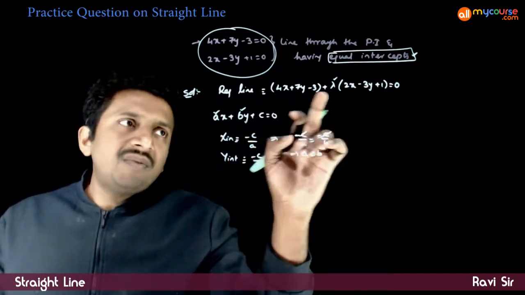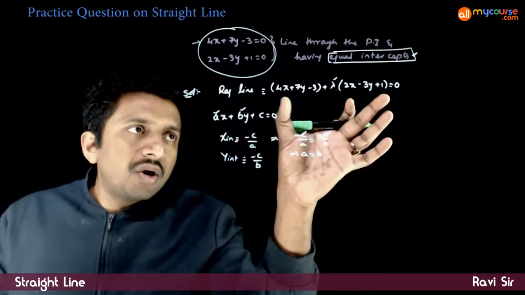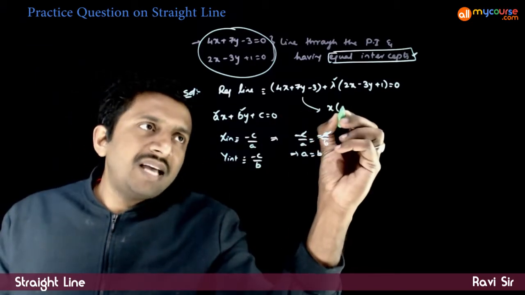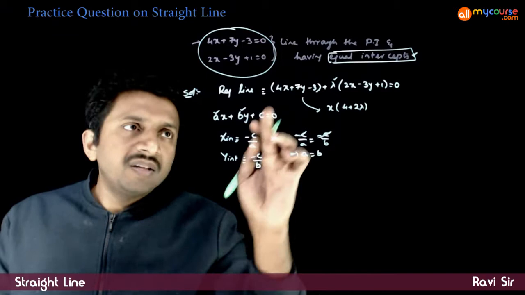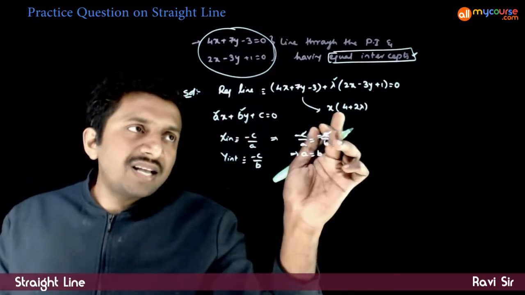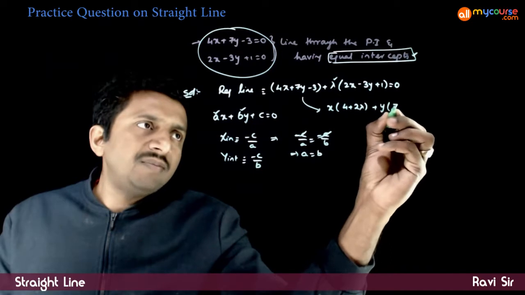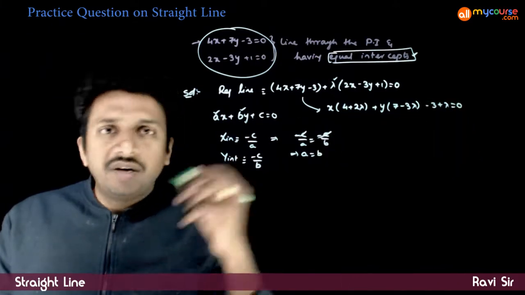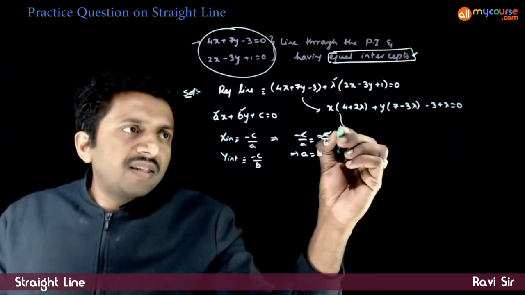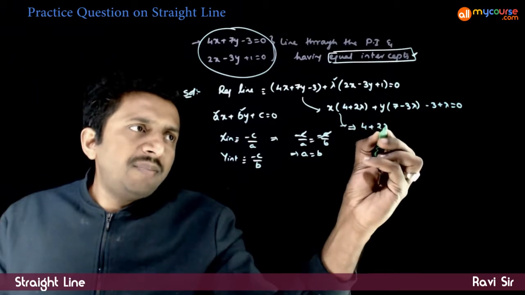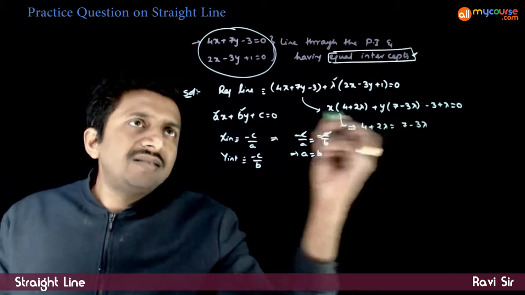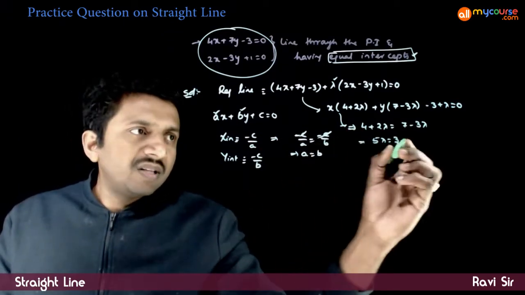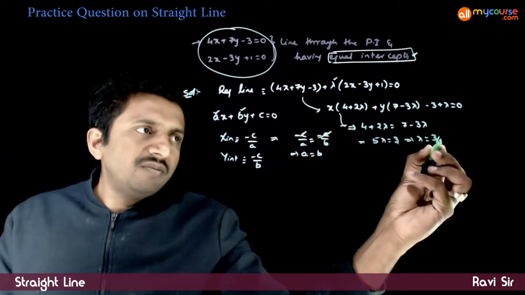So what is the x-intercept here and y-intercept here? This is not in standard form right now, so let us convert this into standard form. It is x times 4 plus 2 lambda, 4x plus 2 lambda x. So x times (4 plus 2 lambda) plus y times (7 minus 3 lambda) minus 3 plus lambda is equal to 0. So this implies 4 plus 2 lambda is equal to 7 minus 3 lambda. This implies 5 lambda is equal to 3. This implies lambda has to be equal to 3 by 5.